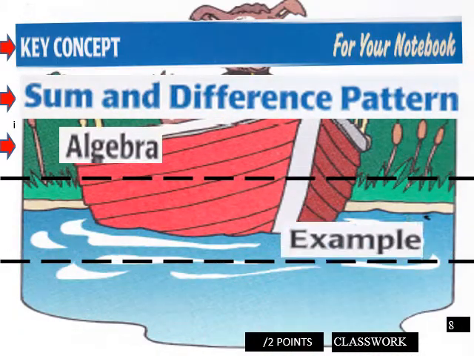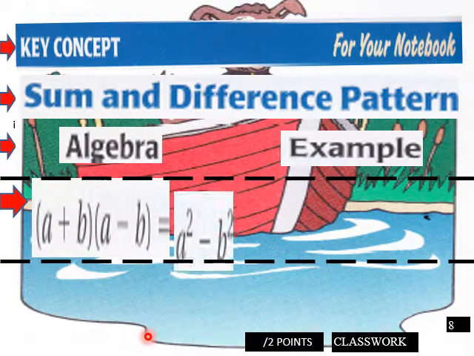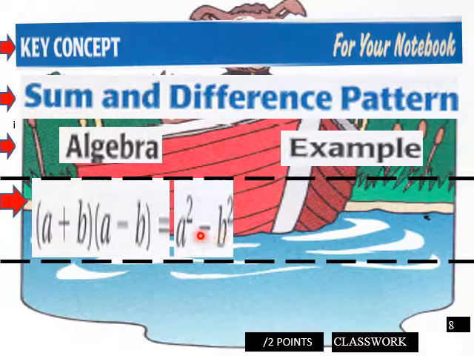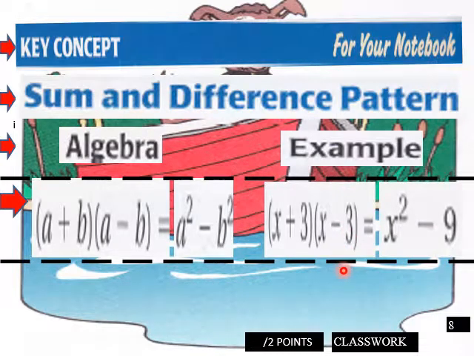So, the sum and difference pattern: a plus b times a minus b equals a squared minus b squared. This is the pattern that comes from this. There's no middle term. So x plus 3 times x minus 3 will be a squared minus b squared, so x squared minus 3 squared, which is 9. So x squared minus 9. This is a shortcut for when you see this kind of thing on an SAT or similar test; you know immediately what it's going to be if you know the patterns.